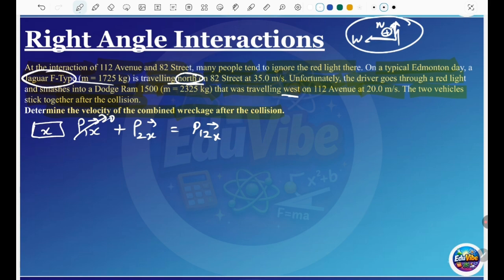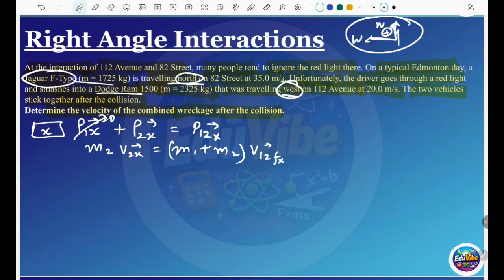For the second vehicle, the Dodge Ram is in the west direction, and our west direction is the x direction, so we take it in the x component. So we take this p2x, and p12x is the final one. We are left with m2 v2x. We put the formula, which is momentum p equals m v. And for this one, p12 uses the combined mass, because this is a hit and stick collision and we have a combined final mass in the x component.